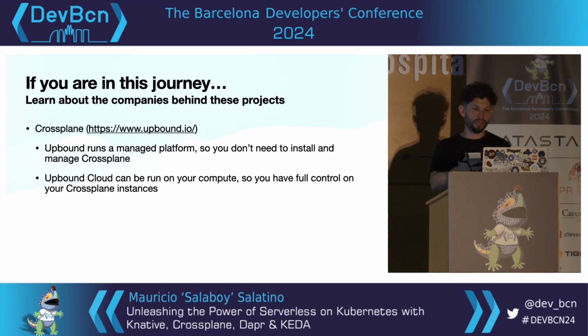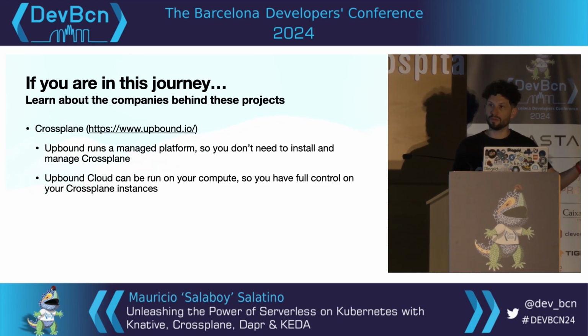And finally, Crossplane. Crossplane has been created by Upbound, the company, which basically offers managed services on top of Crossplane that you can run on their cloud or you can run on your own accounts in your own clouds, which makes a lot of sense for a lot of companies. I've seen very, very large companies running these services inside their compute because most of the time you don't want to delegate this to an external service like, for example, Terraform Cloud.